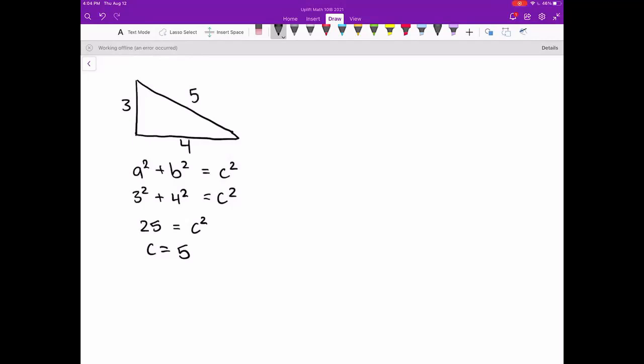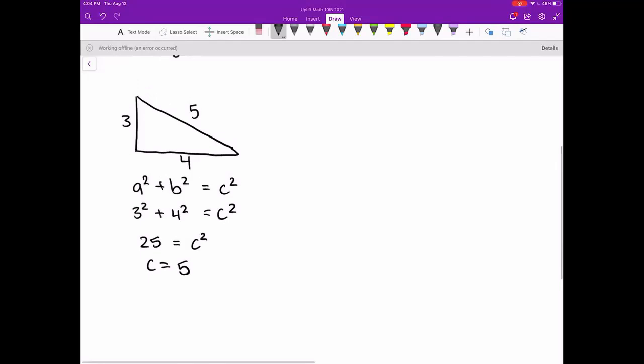Something interesting to note here is Pythagorean triples. A Pythagorean triple basically means the sides of a right triangle, for example 3, 4, and 5. Any multiples of these numbers will also give you a Pythagorean triple. For example, if we double everything, 6, 8, and 10, this is also a Pythagorean triple because 6 squared plus 8 squared equals 10 squared. And if we multiply by 3, 9, 12, and 15, it's also a Pythagorean triple.